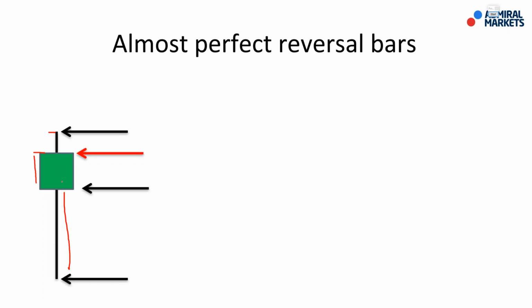But that's important: the body has to be green, not red. Then it's called a hammer. But the hammer is not a reversal bar. It's only another technically useful tool. But an almost perfect reversal bar in a long direction has a green body.